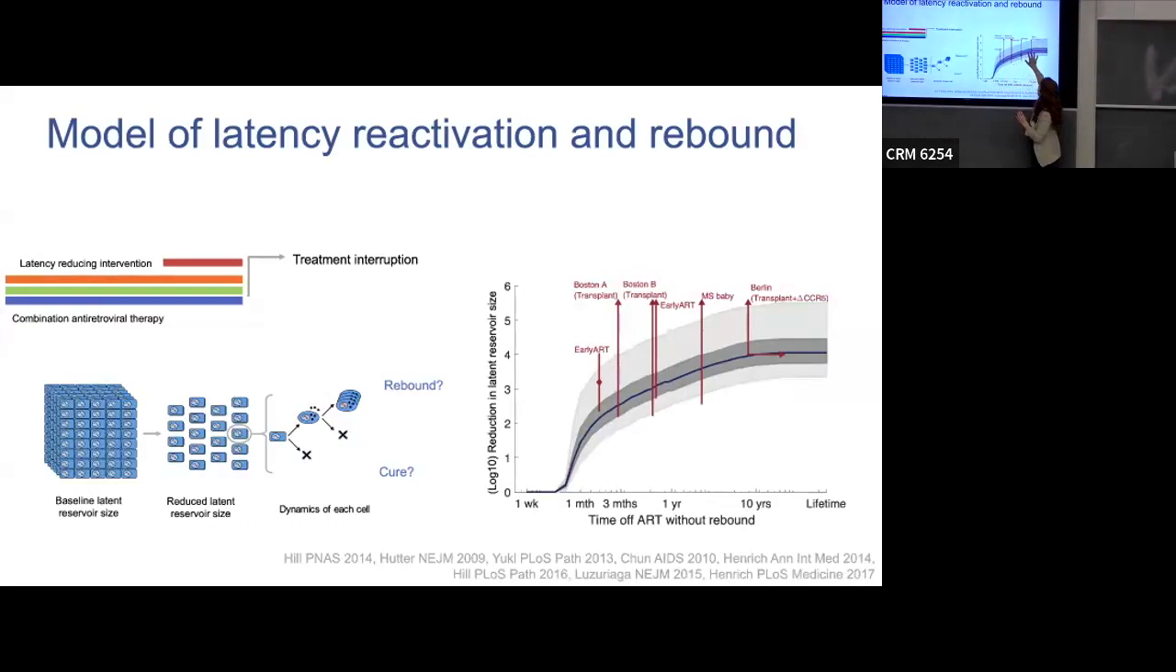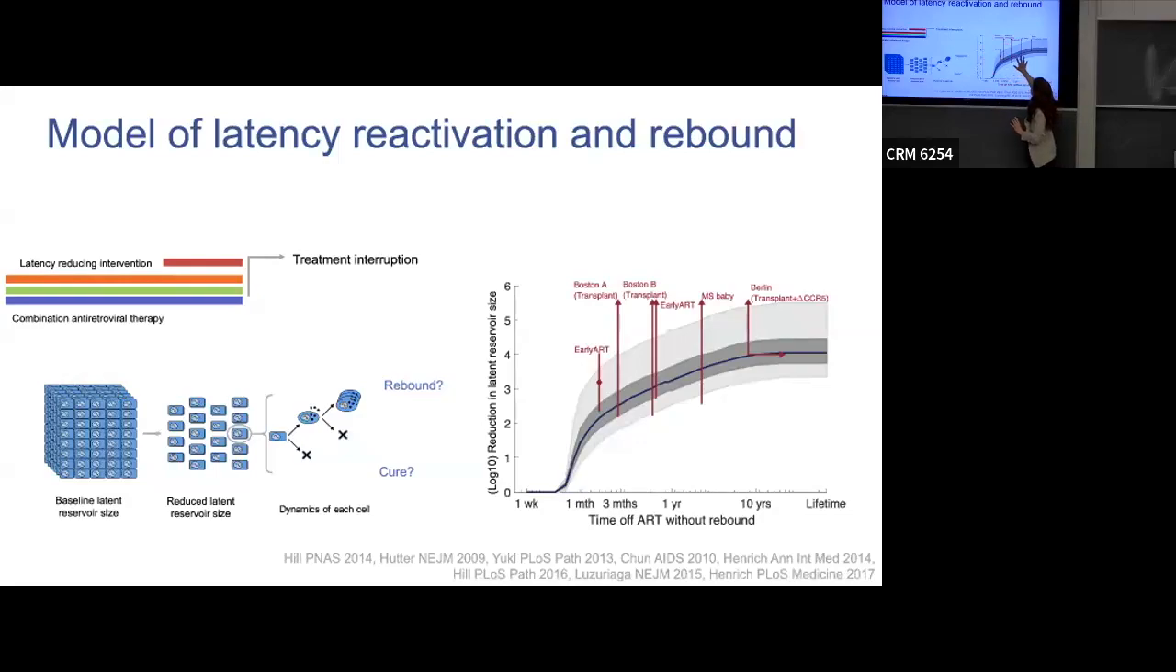And basically all these red dots or points here are actual people. And what it means is these are different times at which individuals who received some type of intervention that dramatically reduced their latent pool actually ended up having a viral rebound. And the reason these are not dots, but like points, is because we don't actually know how big their latent reservoir is. It's very hard to measure. Usually we can just tell it's below some limit of detection, which is like the lower values here.